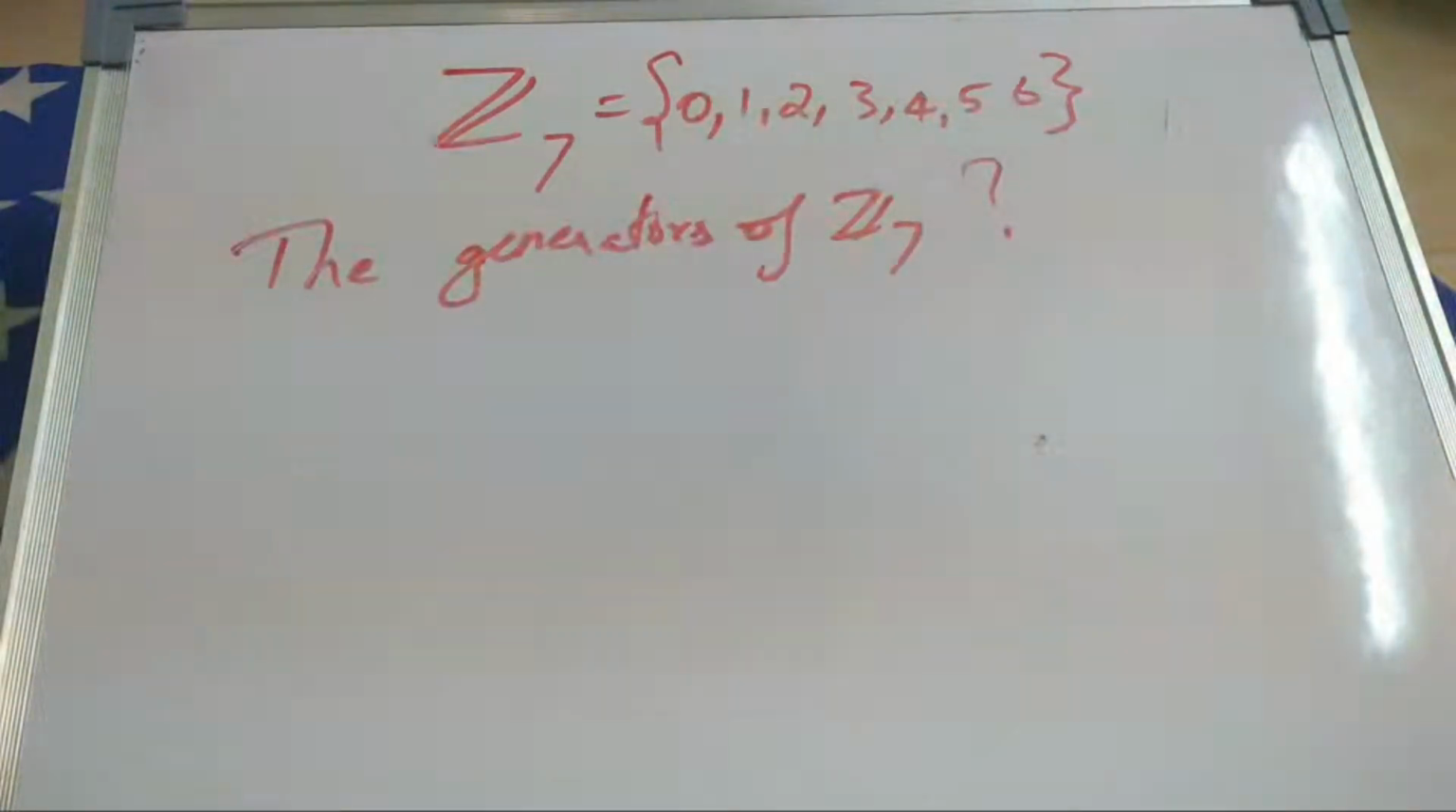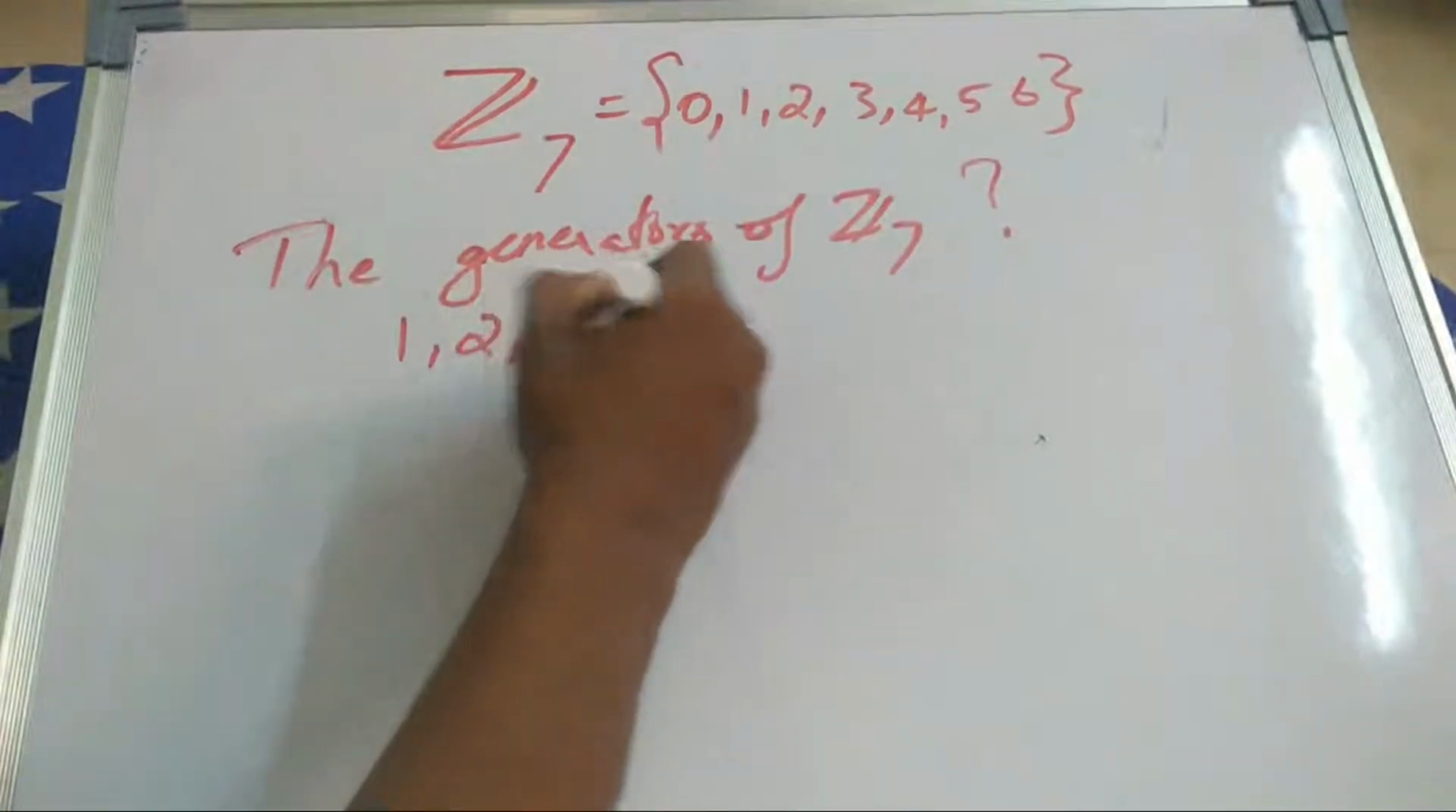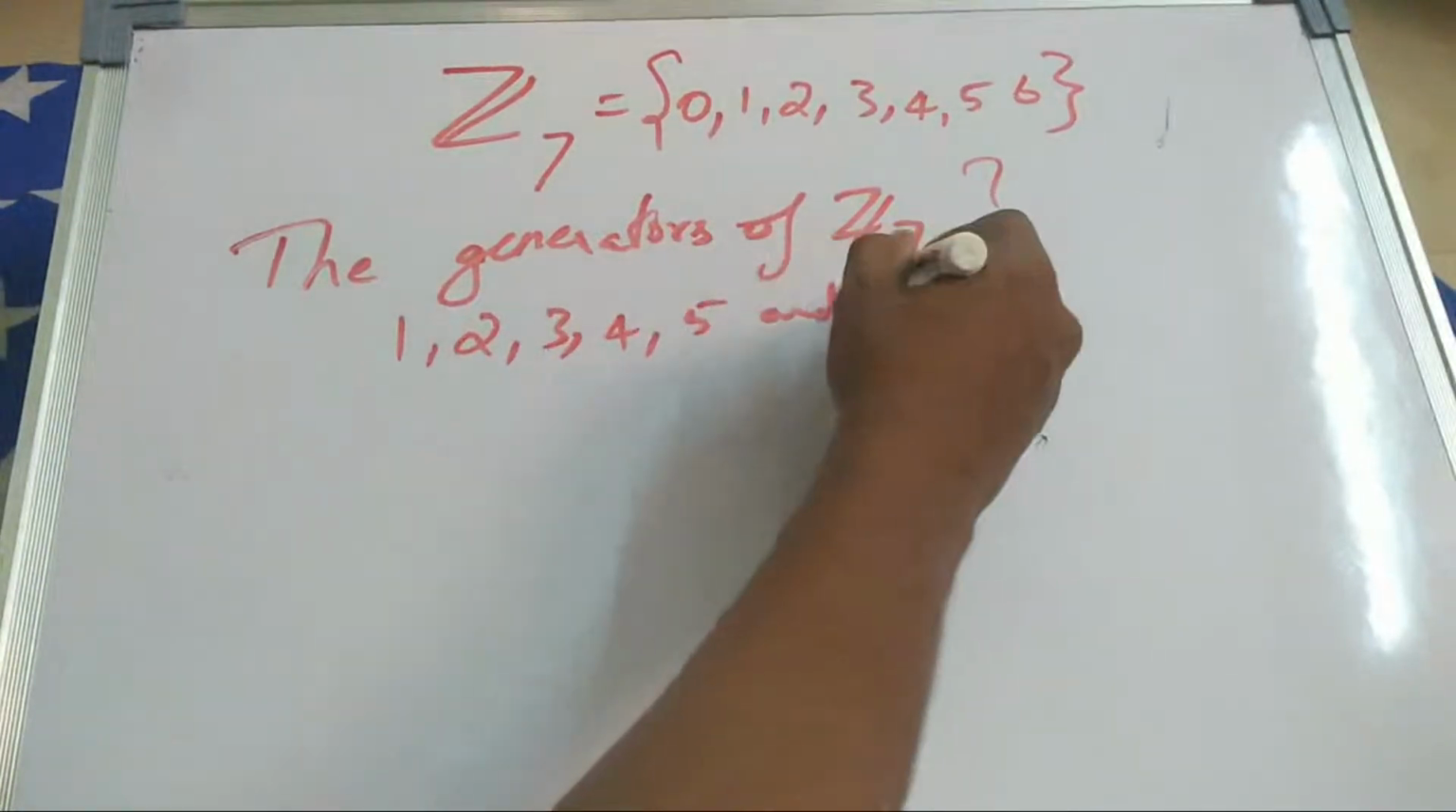Okay, Shebin. There is an answer from all numbers except 0 and 7. Shebin, please be careful with your answers. The set does not have 7 in it. So it has only 0, 1, 2, 3, 4, 5, 6. So except 0, every number is a generator because every number has GCD 1 with 7. So the generators of Z7 are 1, 2, 3, 4, 5, and 6.